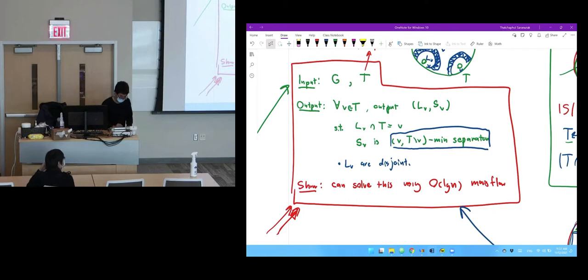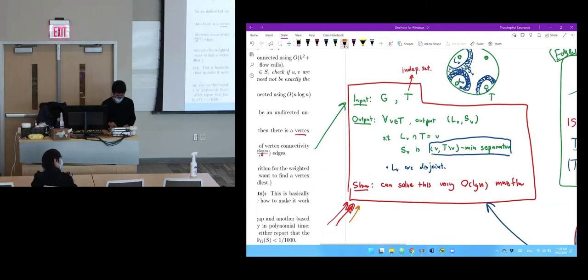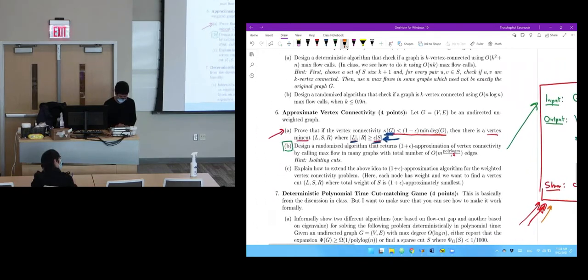To prove this, there is really no trick here. You just go through the material and see that this thing works. Submodularity of cuts doesn't just work for edge cuts, it works for vertex cuts too, and you just go through it. So that's 6B.